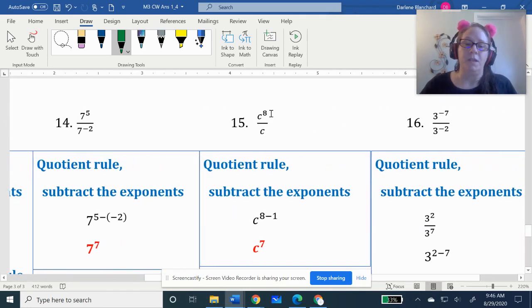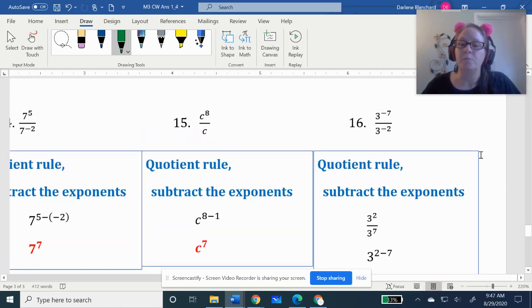For number 15, we again have the quotient rule. And you want to remember that there is an understood 1 exponent every time a variable is written down by itself. So the quotient rule says subtract numerator exponent minus denominator exponent, and you get c to the 7th power.